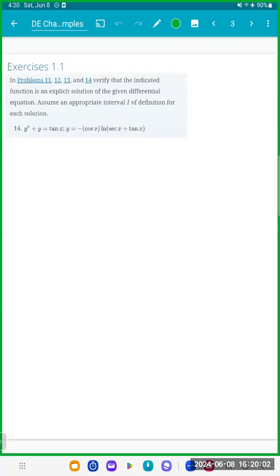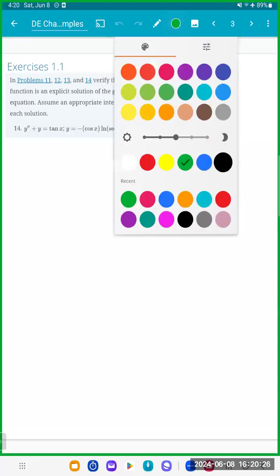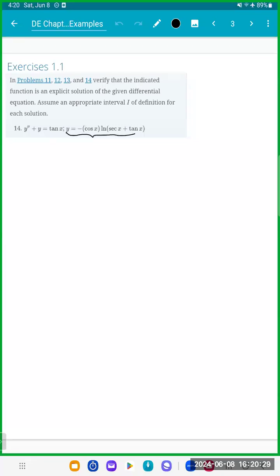Okay, for this next problem, again, out of section 1.1, so this is like problems 11 through 14, and you're asked to verify that the indicated function is an explicit solution of the given differential equation. Okay, and so for this one, the first thing we want to do is we're given a y equals equation. So the first thing we want to do here is determine our first and second derivatives, because we're going to need the second derivative to do this verification.